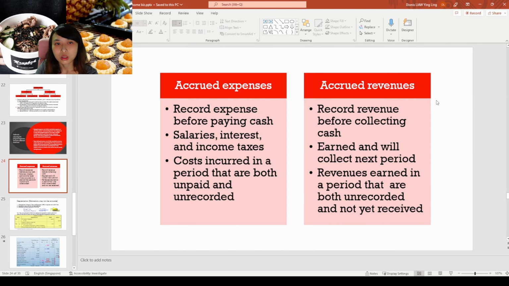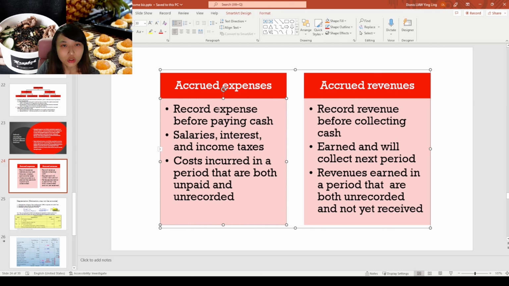Okay, so same for accrued expenses and accrued revenues. I think I went through enough examples for them, but never mind, we can go through again. You record the expense before you actually pay in cash, so something like salaries, interest, or income taxes. So the cost has always been incurred. Usually at the end of the year we are supposed to pay our taxes, but we don't really pay them exactly at the end of the year. We usually pay them in March or April, right? So by right, we should have recorded these taxes in our previous year. So this is called accrued expenses, for example.